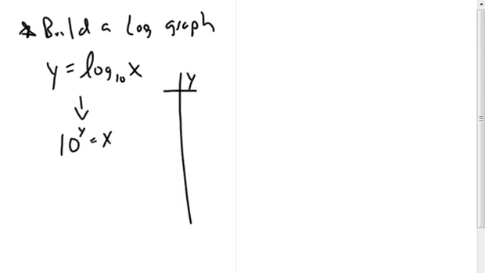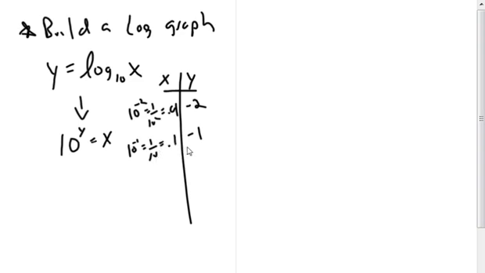So we'll make a table, but it's actually going to be easier when we are building our table to plug some different y values in here and then see what those equal on the x side here. So I'm going to say -2. So then the x is 10 to the -2, so that's 1 over 10 squared, so that's 1 over 100, so 0.01.